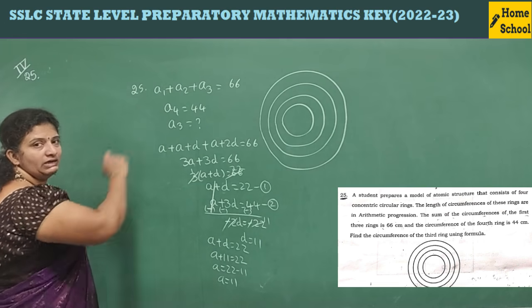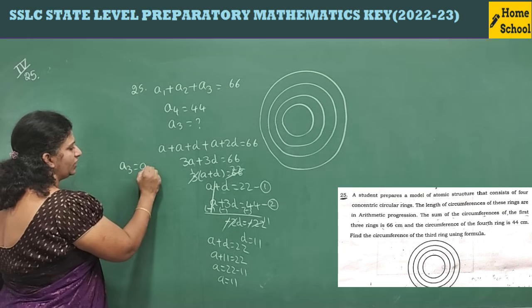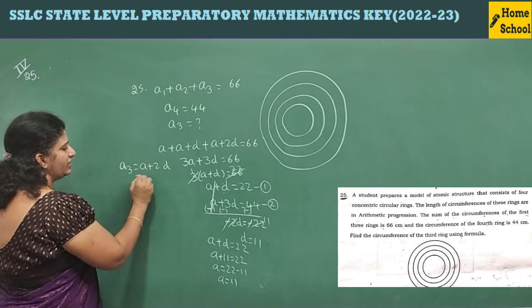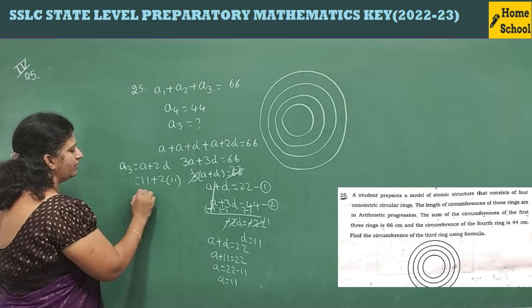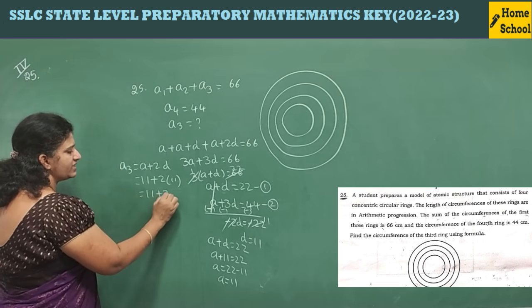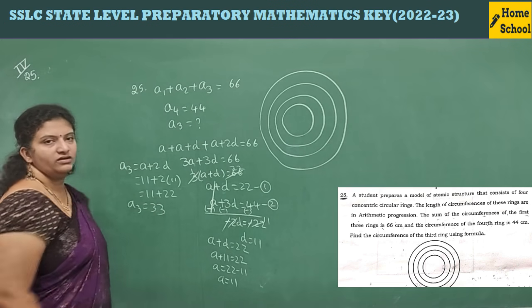We need to find the third term. General form of third term: a3 is equal to a plus 2d. Substitute a and d values. 11 plus 2 into 11. 11 plus 2 11s are 22. 22 plus 11 is 33.